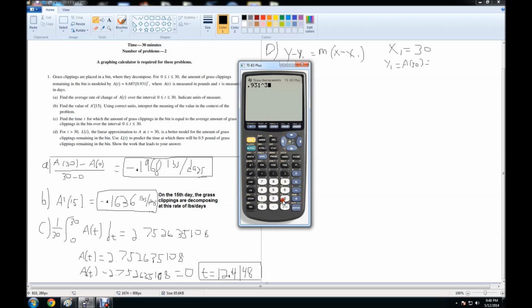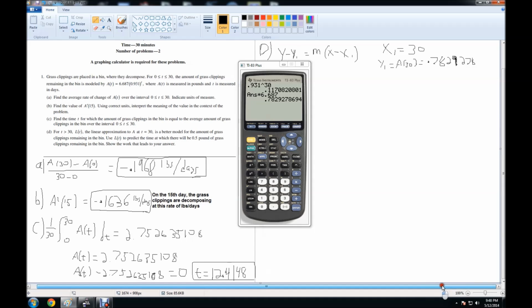0.931 to the power of 30 times 6.687 is equal to 0.78299.